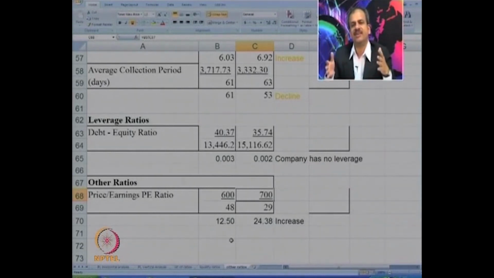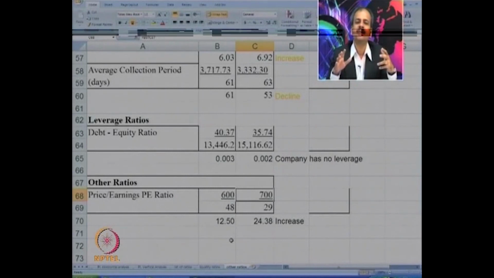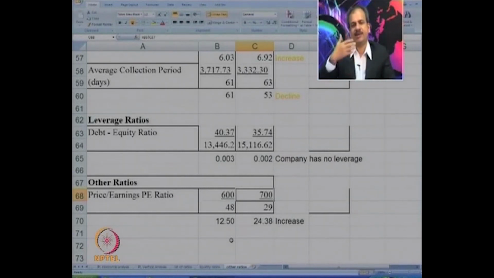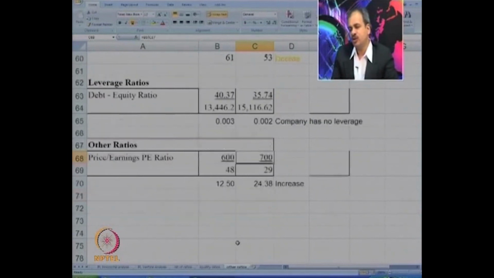It shows that investors have more faith in the company and more people are now going for buying the share at a higher price. Perhaps investors are perceiving that company has a good future and they are expecting further increase in the market prices. So, this is a good sign.